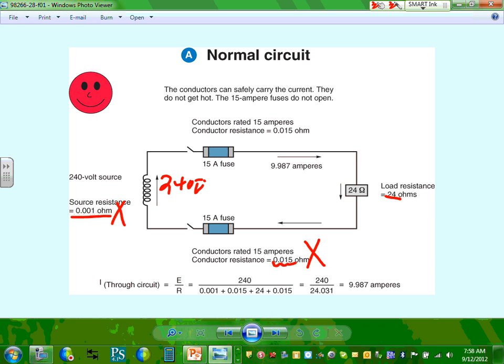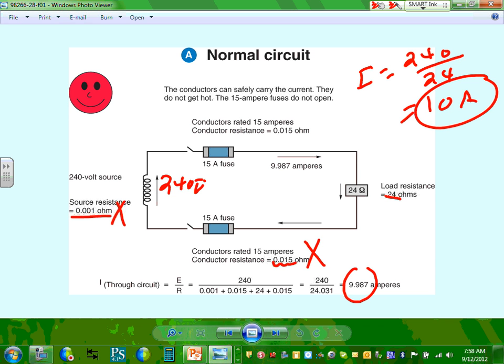Very, very tiny. So if you take the voltage divided by all these impedances, you get the amount of amps, which is basically 9.98. Long story short, guys, in all reality, you find the current equals 240 divided by 24 and equals 10 amps. That's in reality. This is normal. Can I pull 10 amps out of a 15 amp circuit breaker, continuous and non-continuous? Yeah. So that's basically what they call the normal condition of a circuit. It's up and running, it's working. We're not overloading, we're not short-circuiting, we're not open circuit.